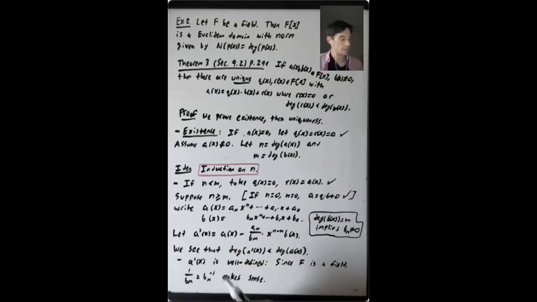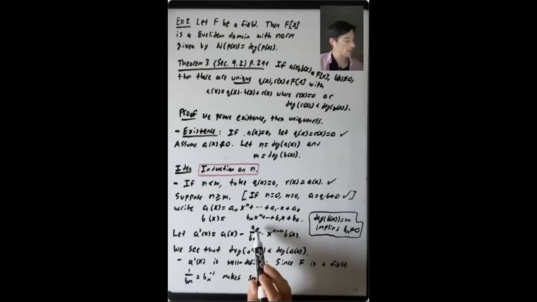OK, what do we see? We do see that the degree of A'(x) is less than the degree of A(x). Because here, the leading term is a_n x^n. And what's the leading term over here? Well, you take x^(n-m) times B(x). You multiply all of B(x) by x^(n-m), and now the leading term is b_m x^n. Everything else has degree less than n, all the other terms.